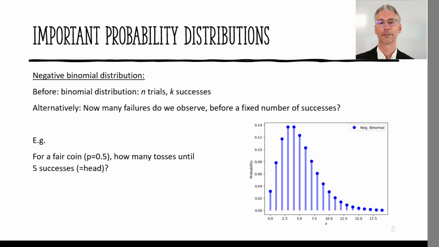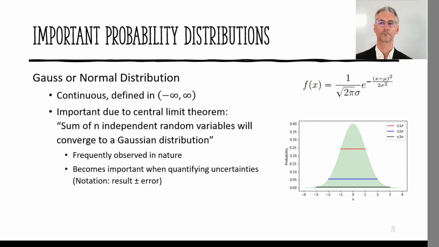The negative binomial distribution is sort of its complement. You have n trials and k successes for the binomial distribution. Alternatively, we ask how many failures we observe before a fixed number of successes. So these are related, but the question we ask is subtly different. For example, for a fair coin, how many tosses do we need to do before we have 5 successes?